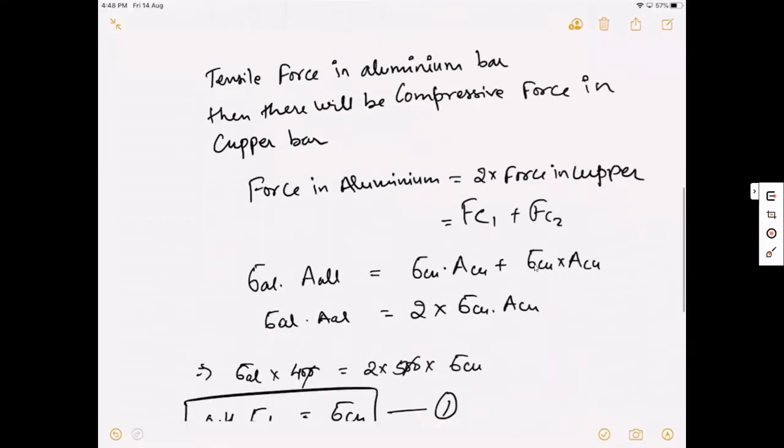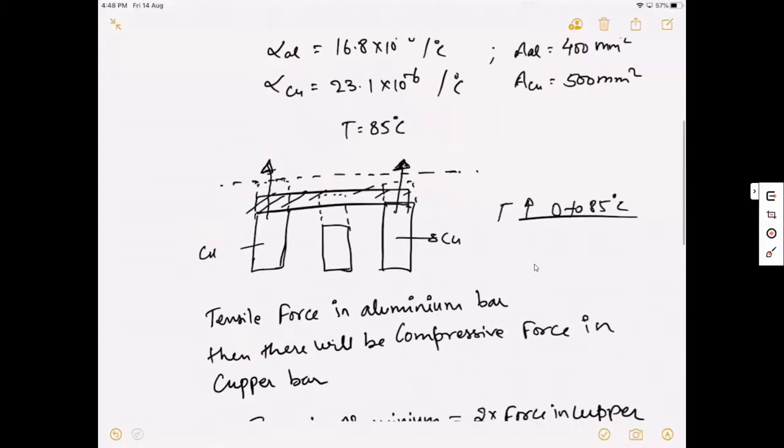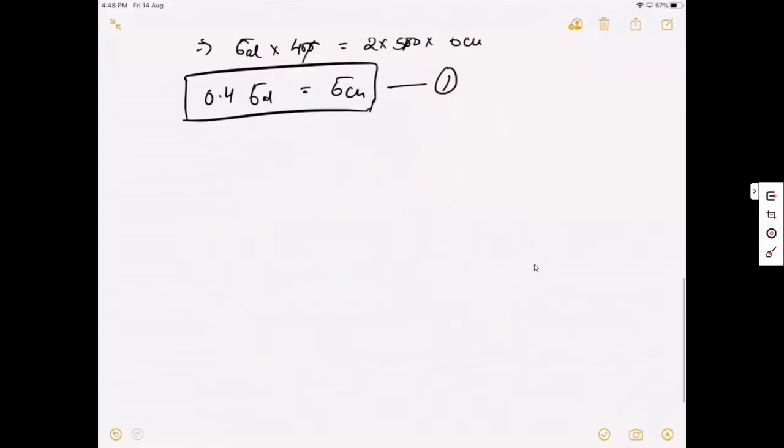Now I want another equation. So in terms of deflection, I have to write another equation. I will say that my deflection in the aluminium bar will be equal to 0.18, or I should say like this.